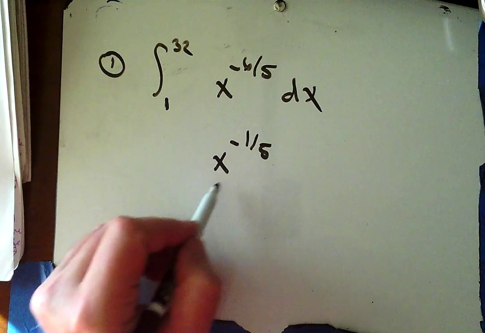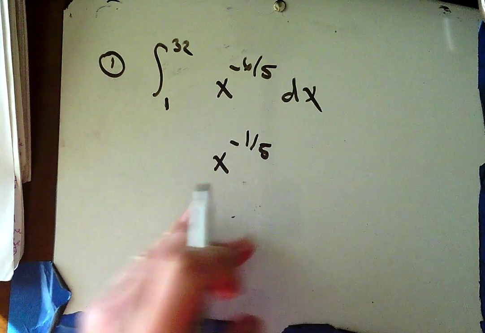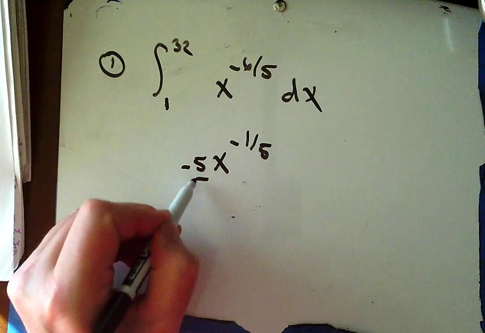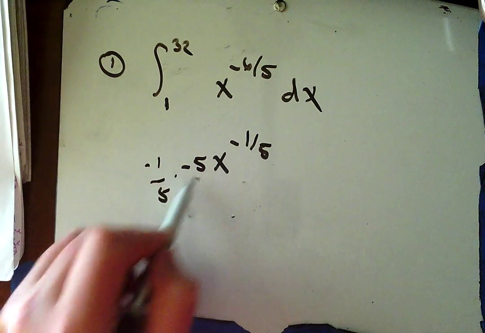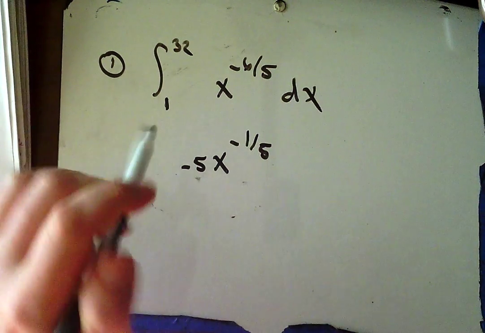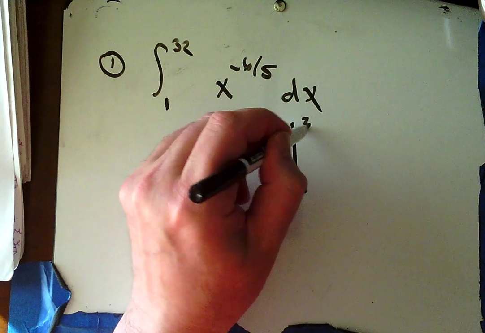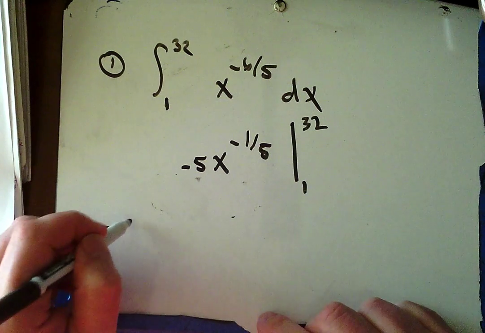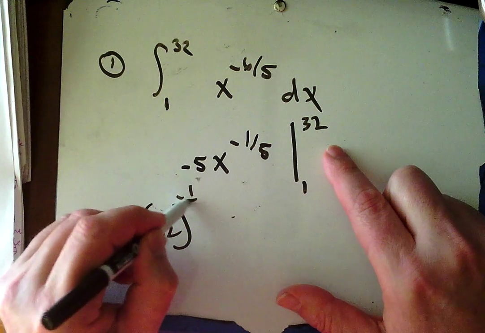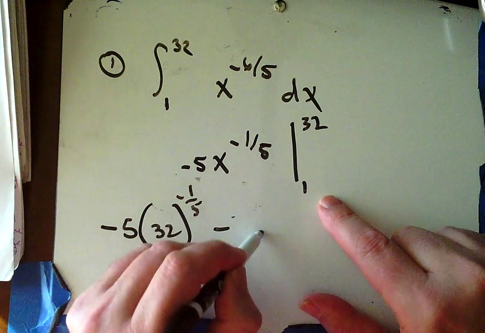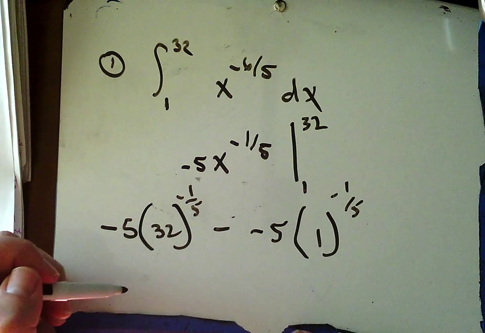So I could write 1 over negative 1/5, but I just use the reciprocal, so negative 5 over 1. Because now when that negative 1/5 comes down, the 5's cancel, the negative goes away, and I end up with this because I subtracted 1. Okay, but don't forget we need to evaluate this from 1 to 32. So we've got negative 5 times 32 to the negative 1/5 minus negative 5 times 1 to the negative 1/5.